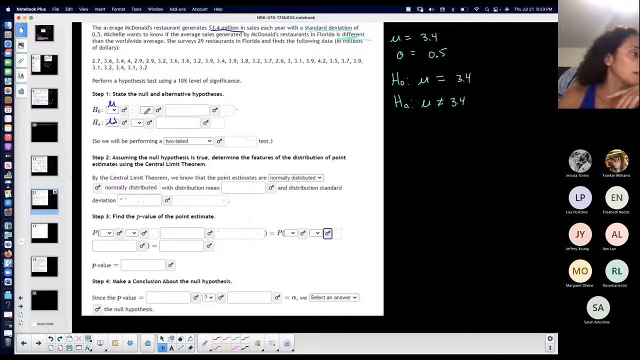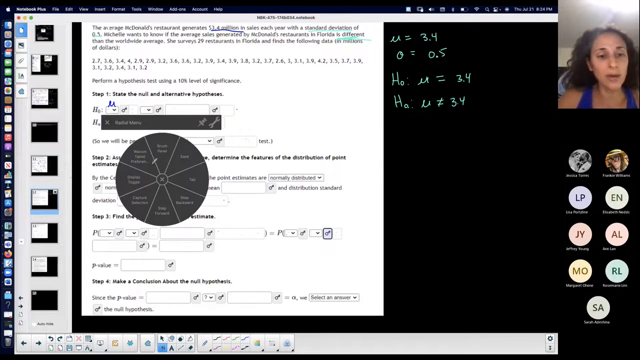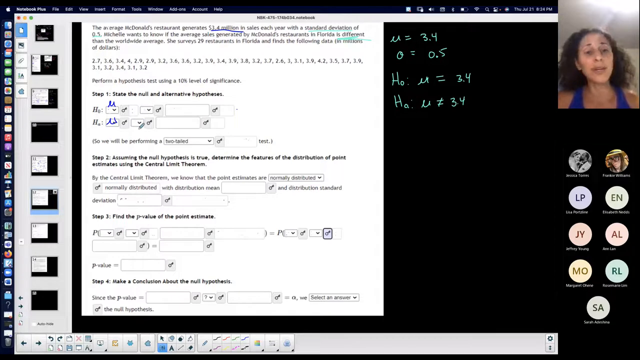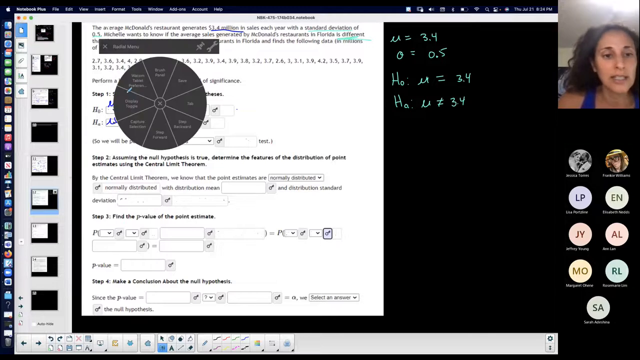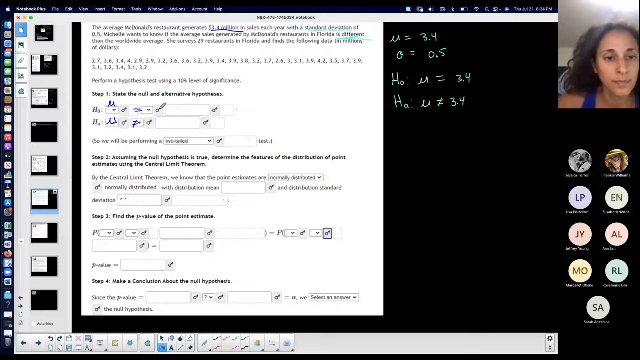This is another drop-down, which probably has all the symbols. Each of these drop-downs has every single inequality symbol or equal to symbol. You have to pick which one it is. And if I'm talking about the alternative hypothesis, I'm never putting anything that has an equal to on it. But at the end of the day, we wrote it here. So this is the not equal to, and this is equal to.